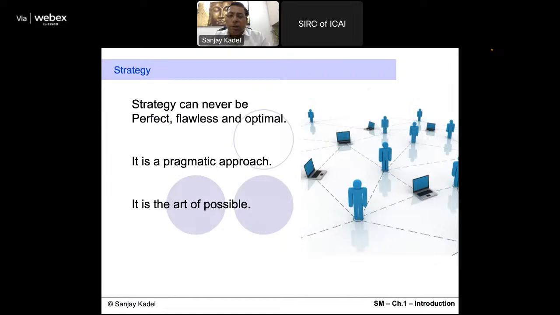Can you say my strategy is best and the other person's strategy is not best? No. You can never say it is optimal. It is a pragmatic approach. What is the meaning of pragmatic? The meaning of pragmatic is practical. It is a practical approach. It is not that you sit in one particular AC room and on a table you put out a strategy. No. You need to have good experience or knowledge of the practicalities, and then if you design a strategy, it will be better. It is the art of the possible.